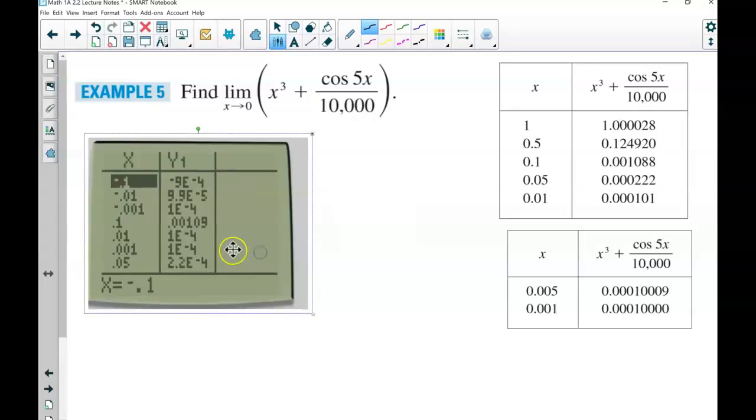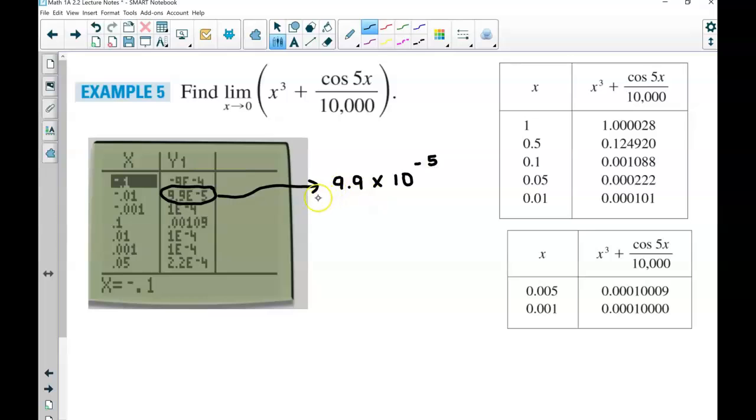Okay, so when you take a look at negative 0.001, the output here is 1 times e to the negative fourth, right? And then we also have 9.9 e to the negative fifth. Okay, so let's take a look at this number here. Keep in mind that we're talking about a scientific notation number, because this is the same thing as saying 9.9 times 10 to the negative 5.